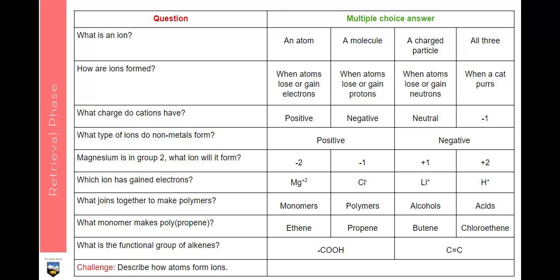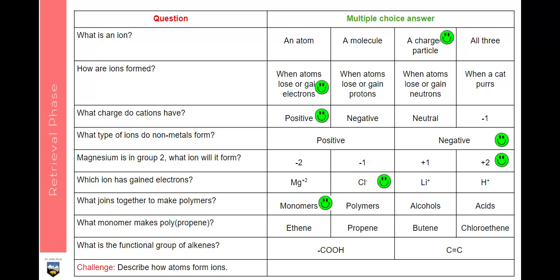Okay. So answers are as follows. A charged particle is an ion. They're formed when atoms gain or lose electrons. Cations are positive. Non-metals form negative ions. If magnesium's in group 2, it will become +2. If it's gained electrons, it must become negative, so the only one it could have been was the chloride ion.